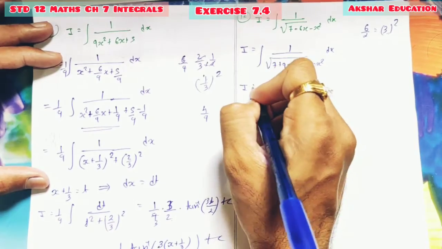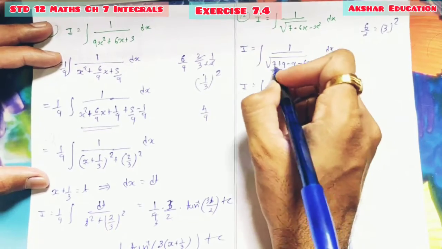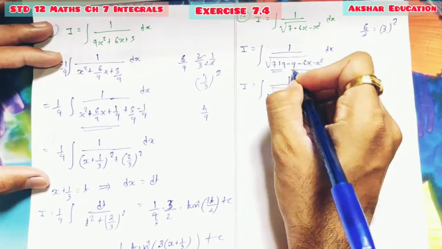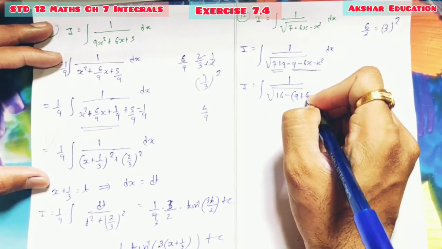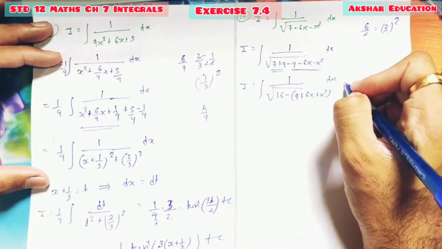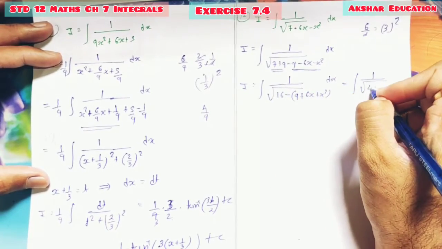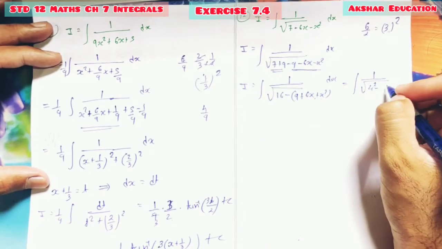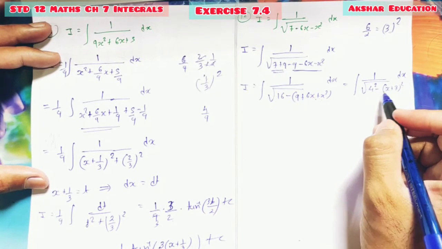Now by adding this plus 9 and minus 9, what are we getting? 7 plus 9 is 16, and taking the minus sign common from the last three terms, this is 9 plus 6x plus x square dx. Done. So here this is our formula: 4 square minus x plus 3 whole square dx. So this is basically our formula, a square minus x square.